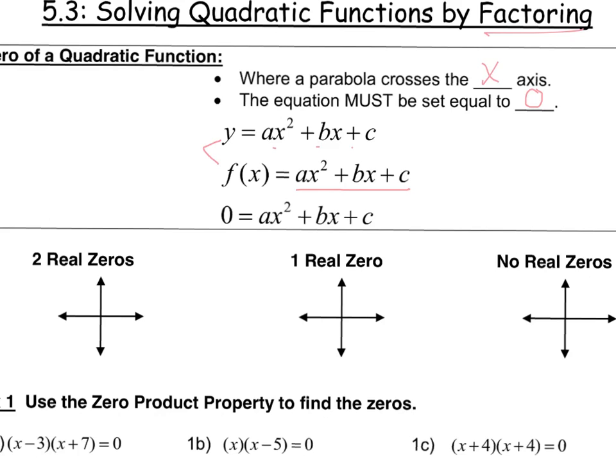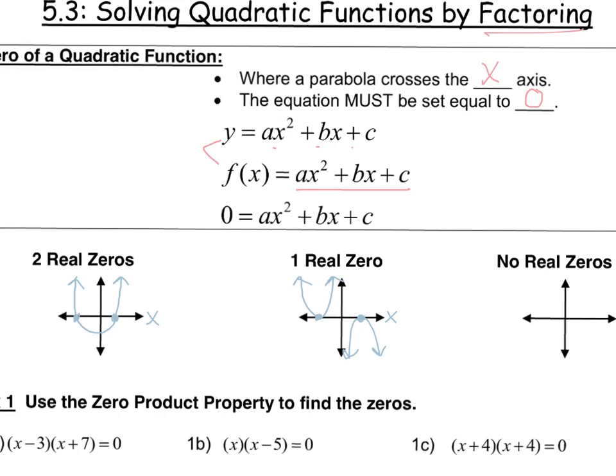So there's 3 possibilities for how a parabola could cross the x-axis. It could cross the x-axis twice. That would be a parabola that looks like that. That would be one time, and that would be a second time. A parabola could cross just one time, and that would look like if the parabola was sitting on the x-axis like that, or maybe if it was hanging on to the x-axis like that.